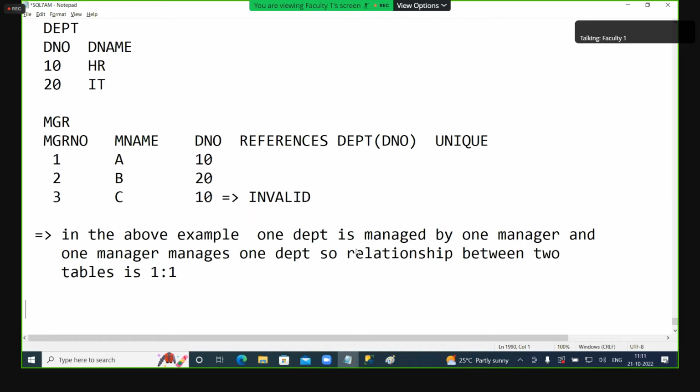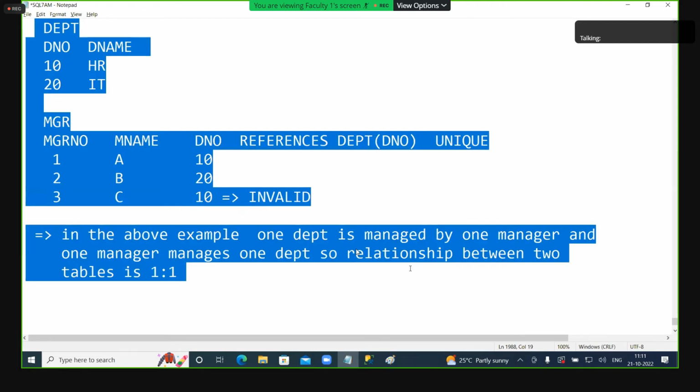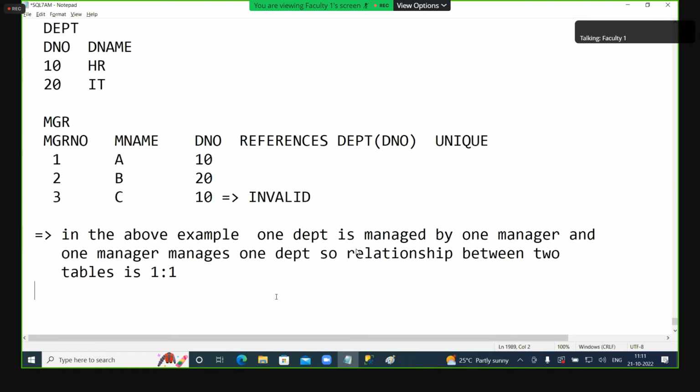How to create it? You only have to declare something extra: references plus unique also. References is the foreign key. Unique means not allowing duplicates. Why don't you want to allow duplicates? Because you want a one to one relationship. You know how to establish one to one and one to many. Default is one to many. One to many and many to one are the same. From one side it is one to many, from the other side it is many to one.